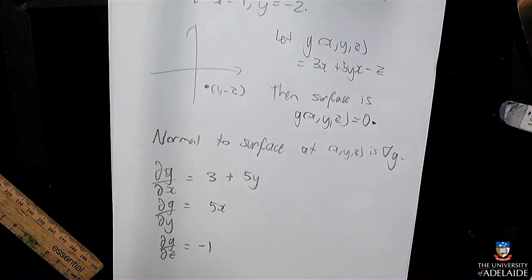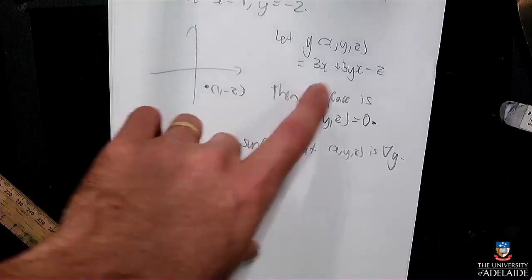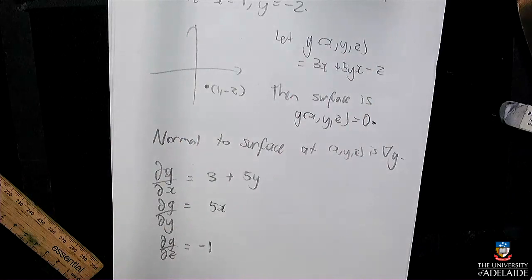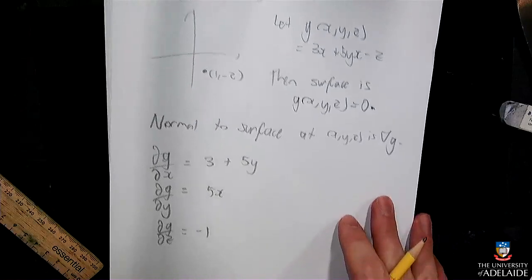Just note you can do this trick even if you don't start with a z equals. If you were just given a raw function of three variables that was supposed to come out to 0, that had z squareds and other stuff in it, you could still do this and it would still work. Okay, so that's the normal to the surface.